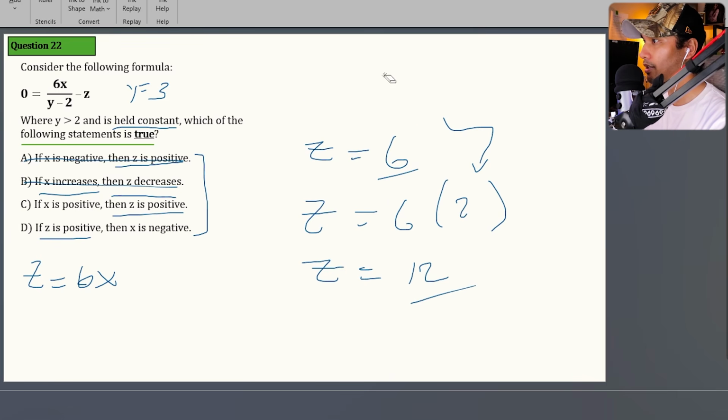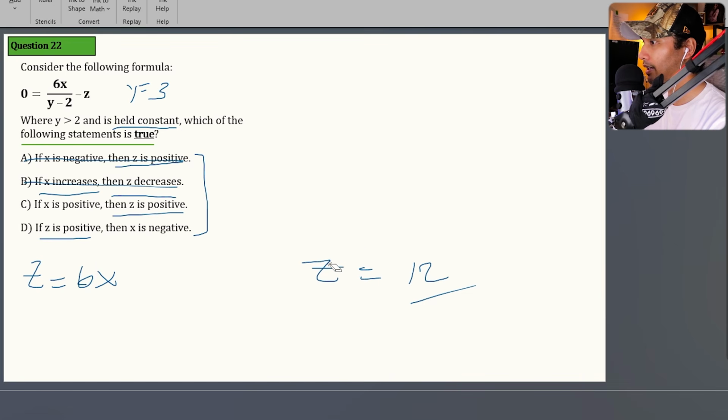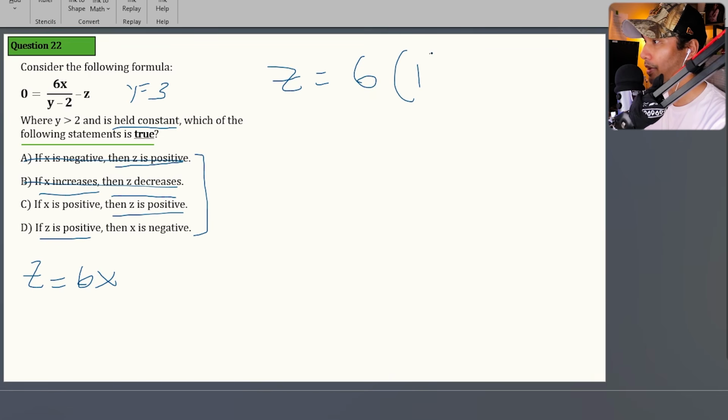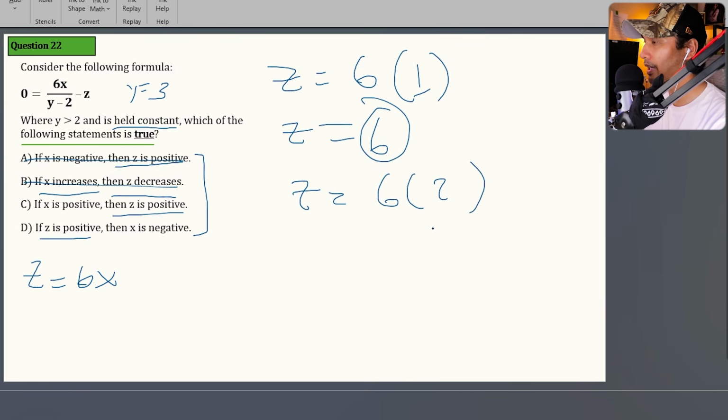Now let's go ahead and do answer choice C and see if that is a true statement. If x is positive, we'll make that 1, then z is positive. And in fact, that is true because we've already done that. We saw that when we have a positive 1, we get a positive number, which is 6. So we're going to keep going. Let's make it a 2, we get 12. And then let's make it a 3, right? Just do mental math. Z equals 18.